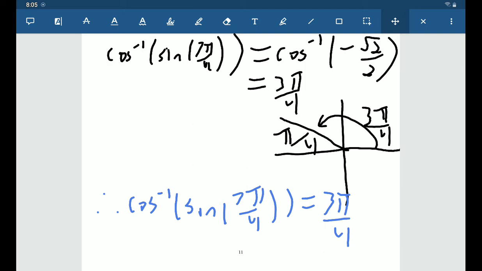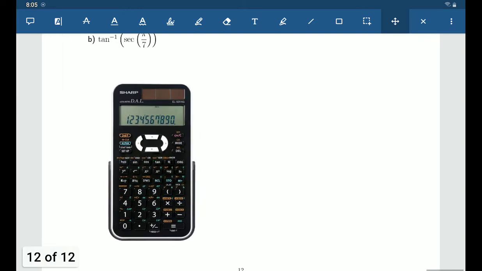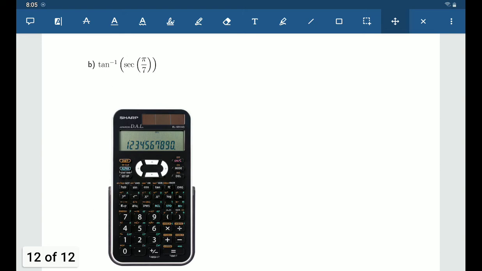Okay, let's go on and do one more example. And this one is one where, and I guess spoiler alert, we'll be using our calculator. The reason I know that we'll be using our calculator here is because I'm looking at the inside function secant. It's secant of pi over 7, and I know that that's not an angle that I have a nice special triangle for, so I guess it's calculator time for me. A couple of things though.